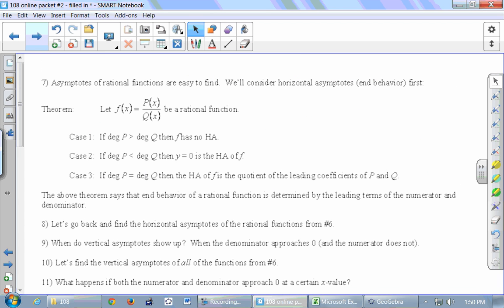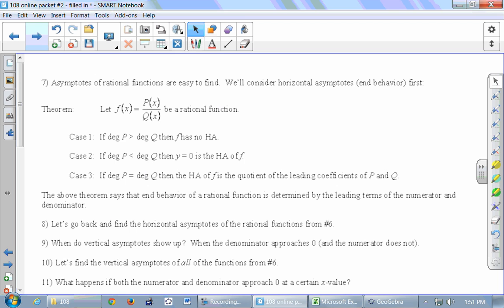Next page, number 7. Asymptotes of rational functions are easy to find. We'll consider horizontal asymptotes, end behavior, first. Theorem: let f of x equal p of x over q of x be a rational function. Case 1, if the degree of p is greater than the degree of q, then f has no horizontal asymptotes. Case 2, if the degree of p is smaller than the degree of q, then y equals 0 is the horizontal asymptote of f. Case 3 is the hard one. If the degree of p equals the degree of q, then the horizontal asymptote of f is the quotient of the leading coefficients of p and q. So we're going to see all three cases in just a moment.